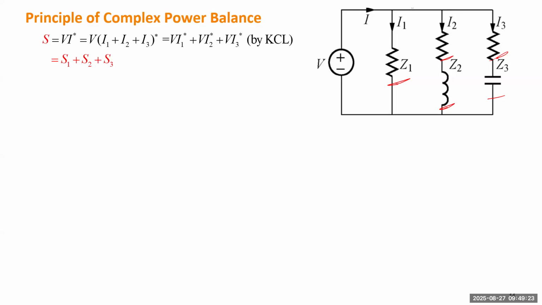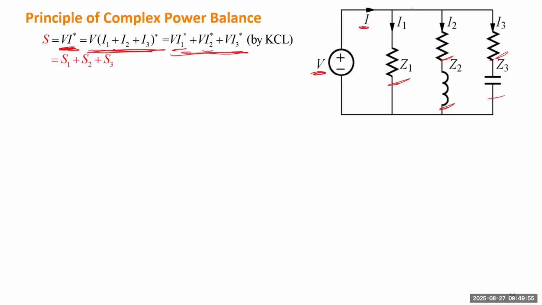If we calculate the total complex power from the source, you can definitely use the voltage and current both at the source side. You just directly calculate the product of the voltage and the conjugated current. That will be the complex power. Or you can calculate the complex power at each individual branch, and the total will also give you the complex power.